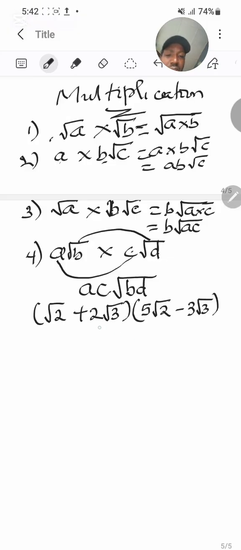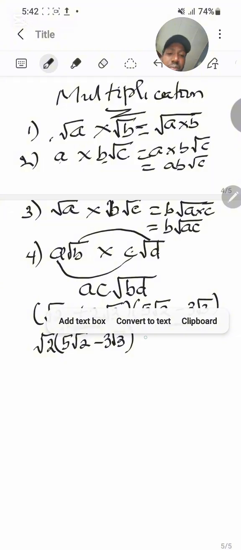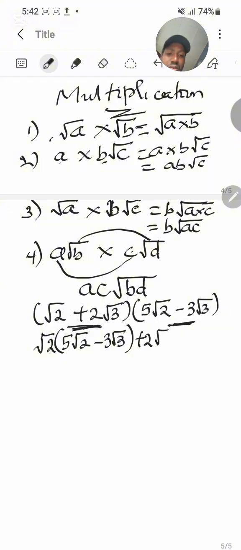All right. So we've been asked to multiply this with this. That means I'm going to be using this first bracket here to multiply this second bracket. So we can say the content of this first bracket, let's first use root 2, is going to be multiplying 5 root 2 minus 3 root 3. Then the second one, plus 2 root 3, is also going to be multiplying 5 root 2 minus 3 root 3.